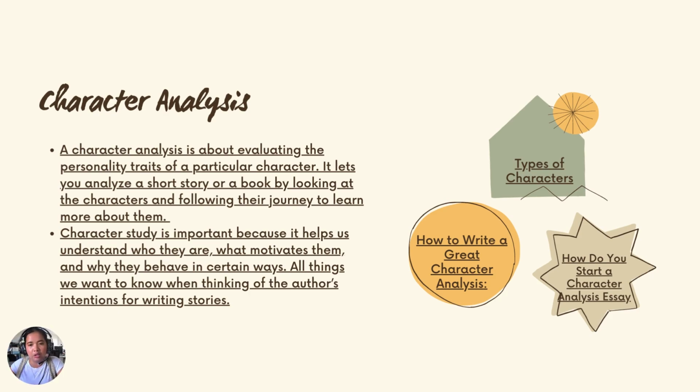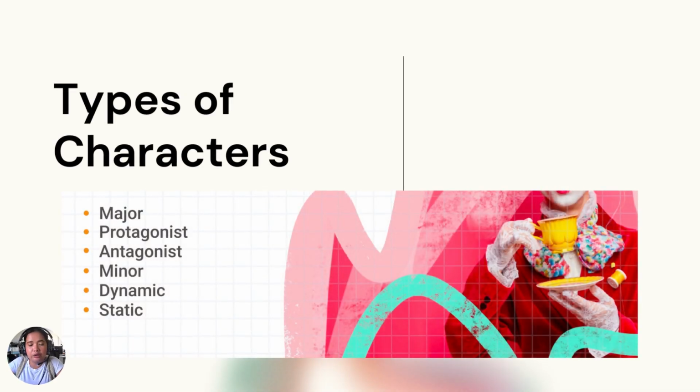So as we move on to our discussion, we're going to be dealing with the types of characters, then move on to the process of crafting character analysis and some tips in terms of writing character analysis. So, what are the types of characters? These are the following, and we have learned this already way back in our previous discussion. The first one is the major, the protagonist, the antagonist, the minor, the dynamic, and the static.